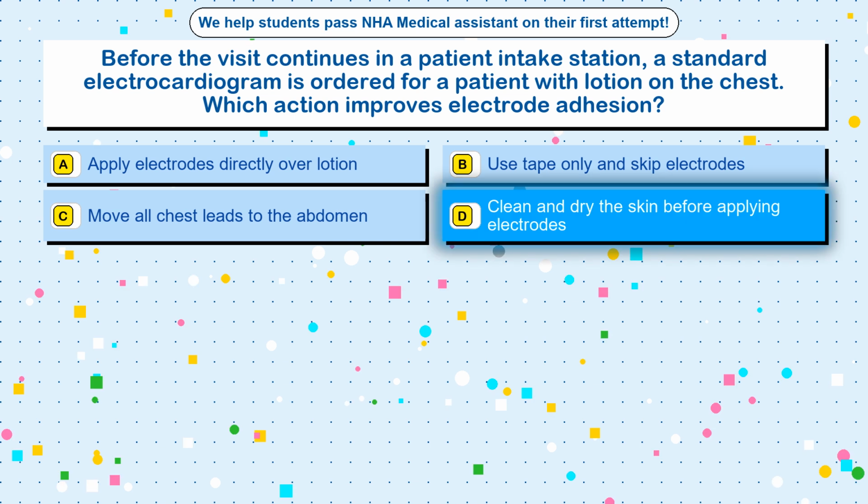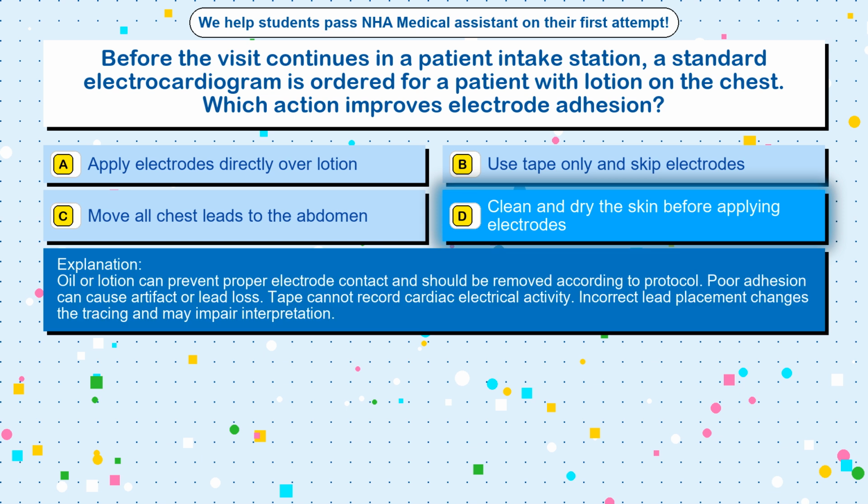The correct answer is option D. Clean and dry the skin before applying electrodes. Oil or lotion can prevent proper electrode contact and should be removed according to protocol. Poor adhesion can cause artifact or lead loss. Tape cannot record cardiac electrical activity. Incorrect lead placement changes the tracing and may impair interpretation.